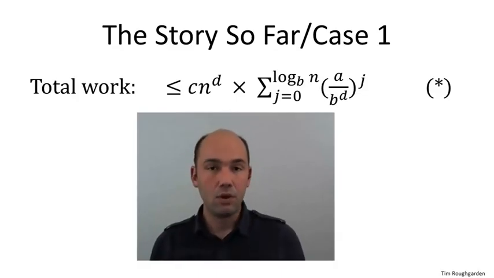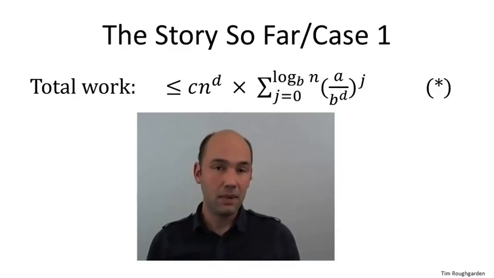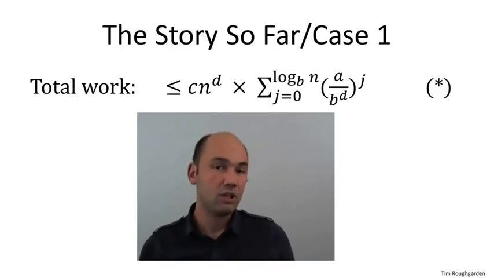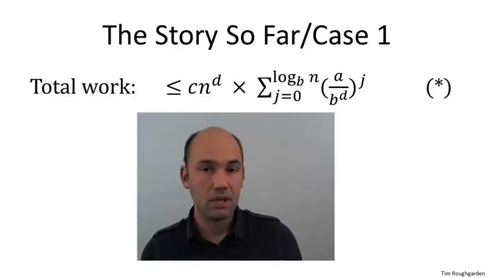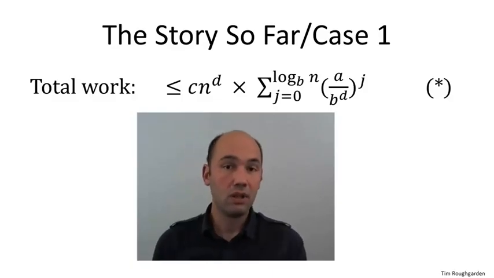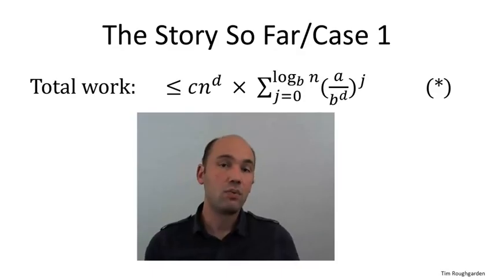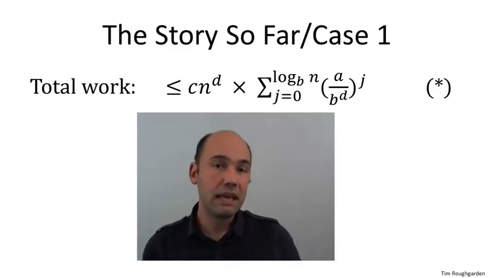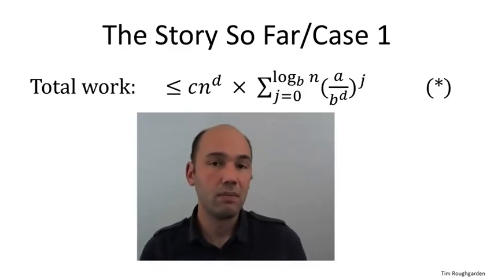same at every level. Those in which a is less than b to the d, and therefore the amount of work is going down with the level. And those in which a is bigger than b to the d, in which case the amount of work is growing with the level. This gave us intuition about the three cases of the master method, and even gave us predictions for the kind of running times that we might see.